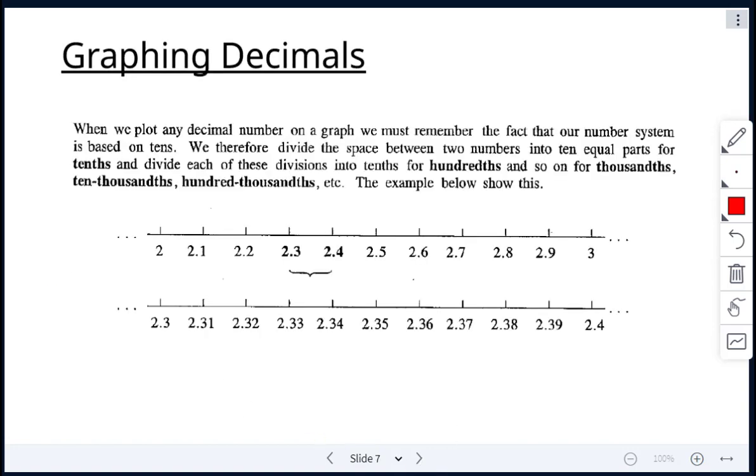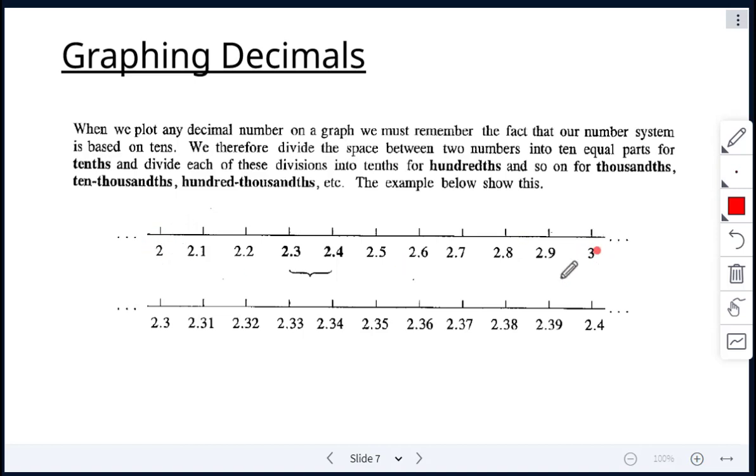All right, so next we are looking at graphing decimals. When we plot any decimal number on a graph, you have to remember that our number system is based on tens. The space between two numbers can be divided into 10 equal parts for tenths, and then you can divide each of those divisions into tenths to make hundredths, and so on, continuing with that.